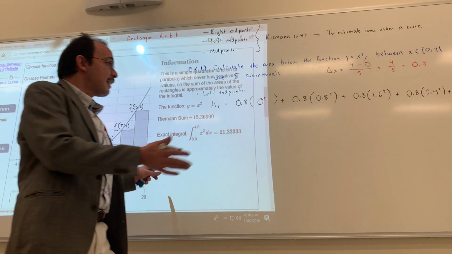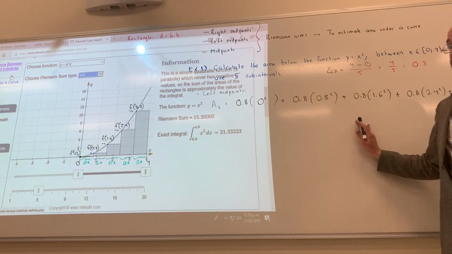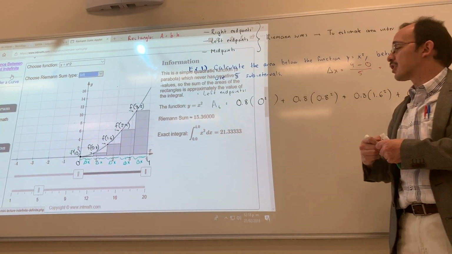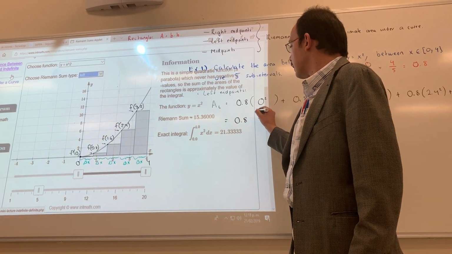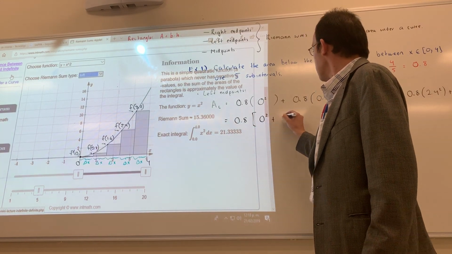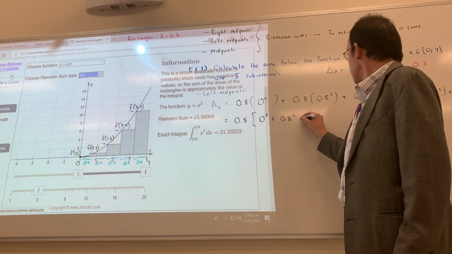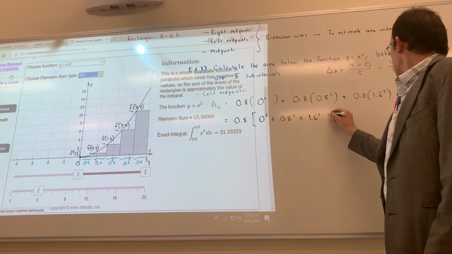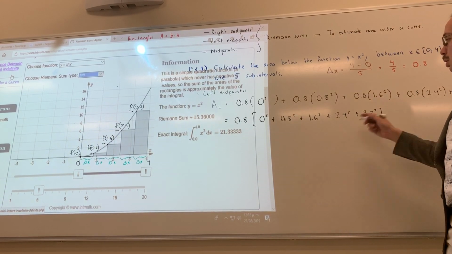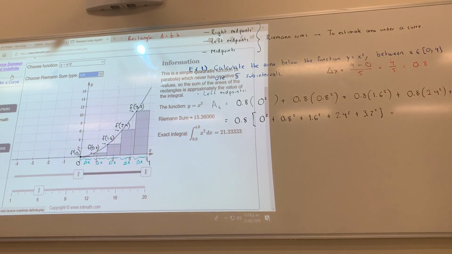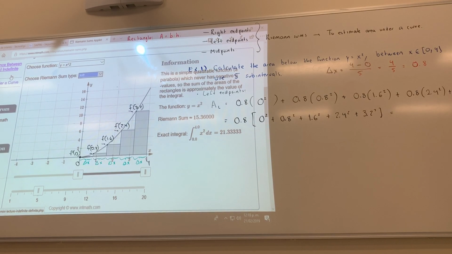So, in this case, if you observe, you can factorize. You can even simplify the process because the base is the same for everything. So it's going to be 0.8 times what? 0 squared, 0.8 squared, 1.6 squared, 2.4 squared, 3.2 squared. And then do that. Help me with that, please. How much is that?